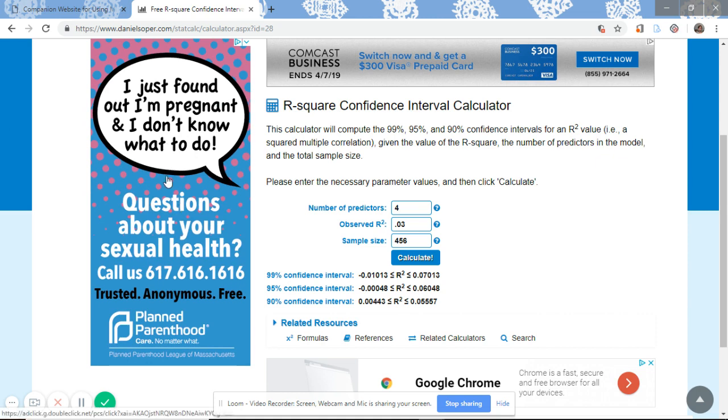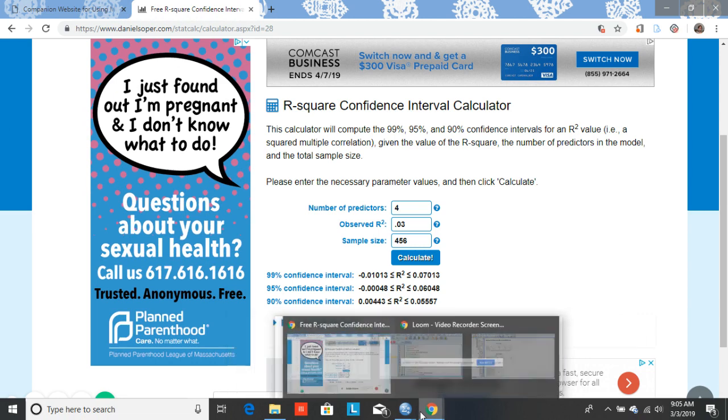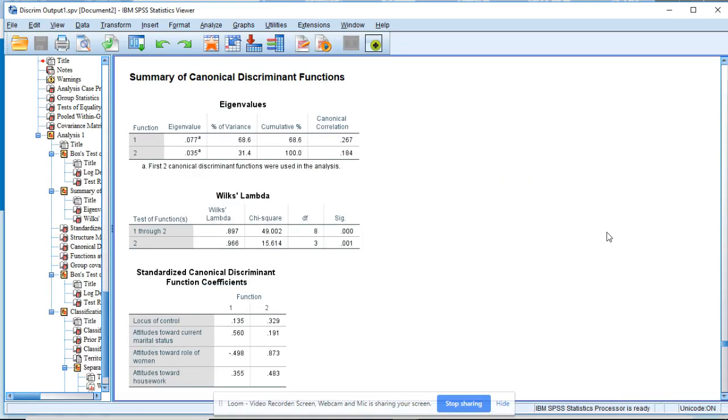How does emergency contraception work? Why don't we click off of that now and go on to our output again here? Okay. Sorry for the advertising.